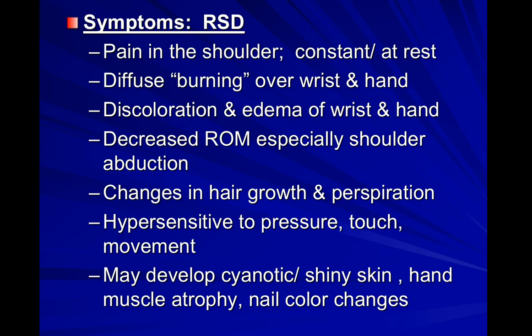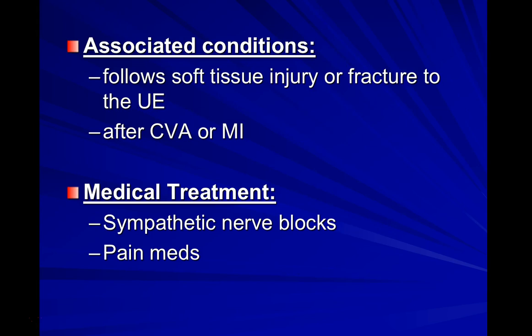We begin to get muscle atrophy as well. We begin to maybe have nail color changes where the nails look dark, almost bluish or whitish, just because we're not getting good circulation to that upper extremity.